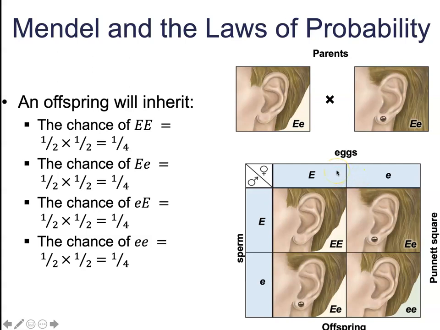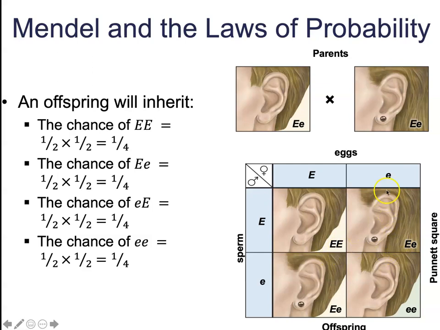Now, when we cross these individuals to see what their offspring might be, we're going to line up their genotypes along the top and along the side. If this individual receives the dominant allele from the mother and the dominant allele from the father, they're going to have a genotype that is big E, big E.